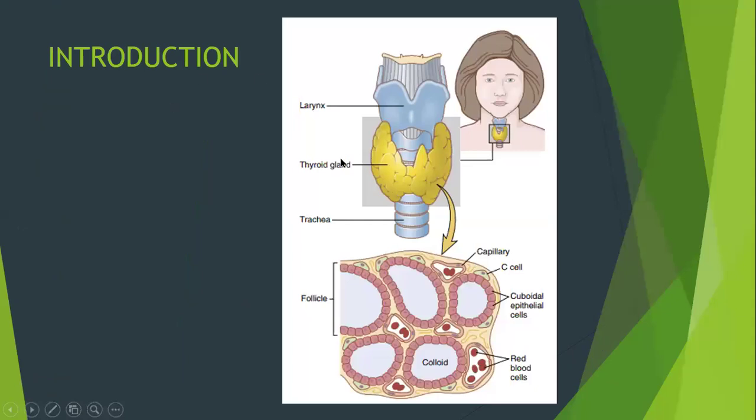For us to review the basic anatomy of the thyroid gland. So we know that the thyroid gland is butterfly shaped, and it has two lobes which are connected by the isthmus. Here we have the larynx, and here we have the trachea.